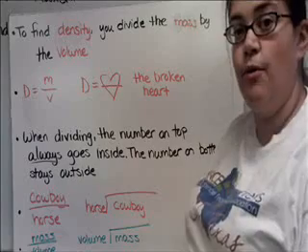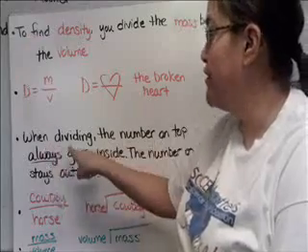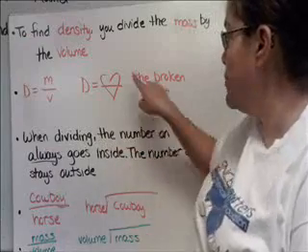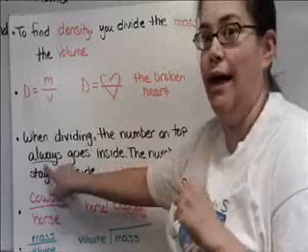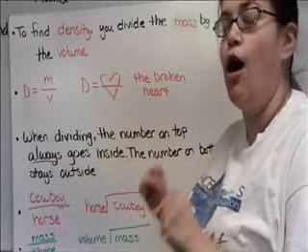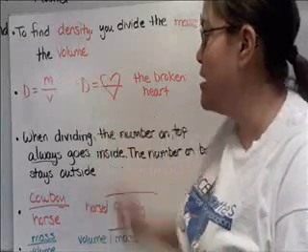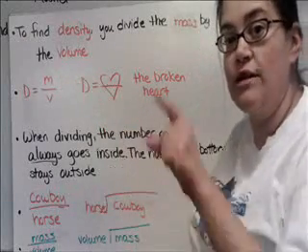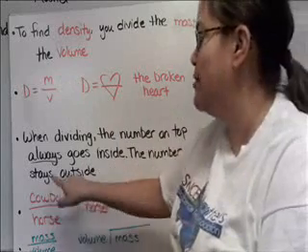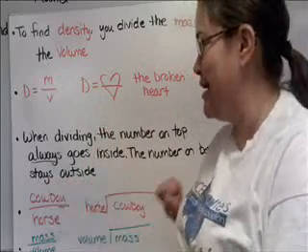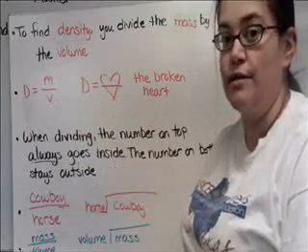So I want to walk through some division review with you guys. When you're dividing, the number on top always, always goes inside. Always. So, if your number's on top, like the M here, it goes inside your division sign. The number on bottom always, always stays outside. So your number on top goes inside, and your number on bottom goes on the outside.